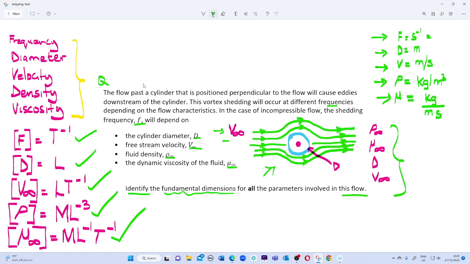Now we have all the flow characteristic dimensions found.